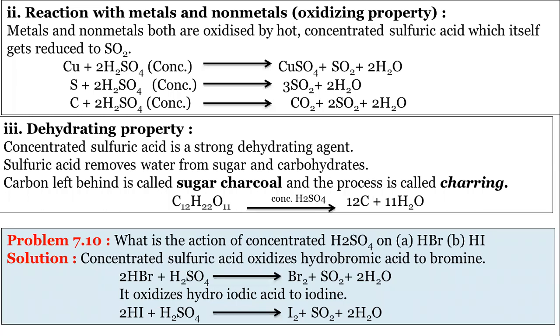Dehydrating agent means water molecule is removed. So when the sugar is heated with sulfuric acid, this sulfuric acid absorbs the water molecules, and we get charcoal. Black colored sugar charcoal is prepared. These 11 H2O molecules are absorbed by the H2SO4, and this black charcoal is prepared. This method is called charring, remember. Which process? The process of removal of water molecules from the sugar by using H2SO4. This method is called charring.